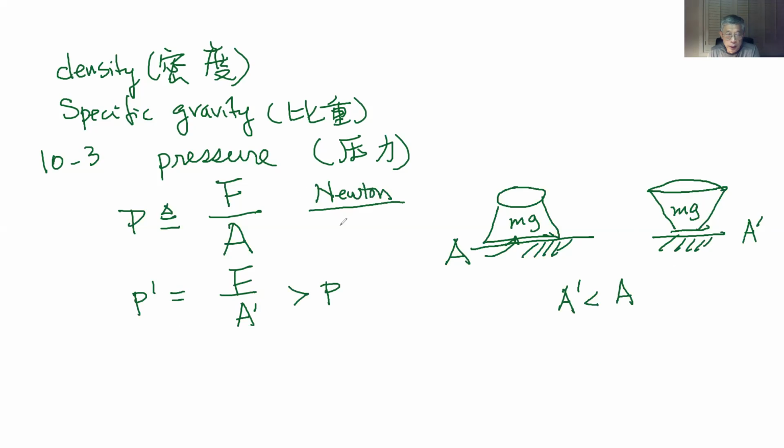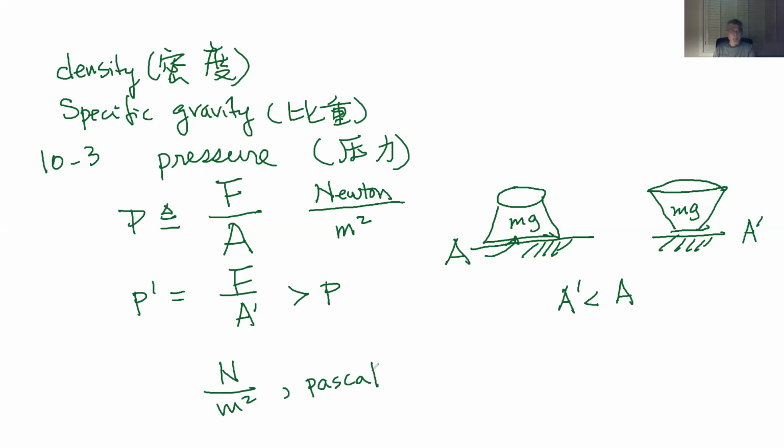Okay. And the unit for pressure is, so this is Newton, right? And this is meter square, right? So that's going to be your unit. So we also use Newton per meter square. And this is also called Pascal.